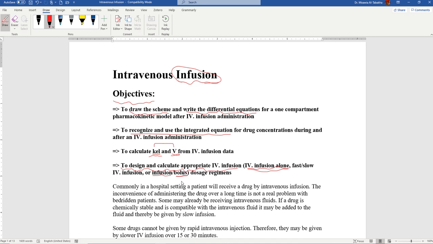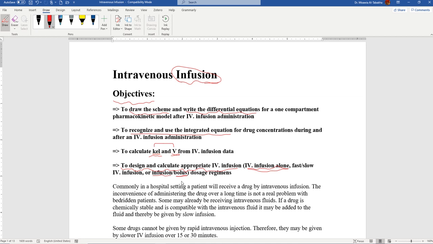Now let's talk a little bit about IV infusion. Why shouldn't we give the drug as an IV bolus, for example? We have some drugs that can result in transient toxicity, meaning temporary toxicity, if we give the IV injection all at once. So in the beginning, some tissues, some organs will be affected adversely by how much drug you have injected. So instead of giving the drug all at once, we give it over some time.